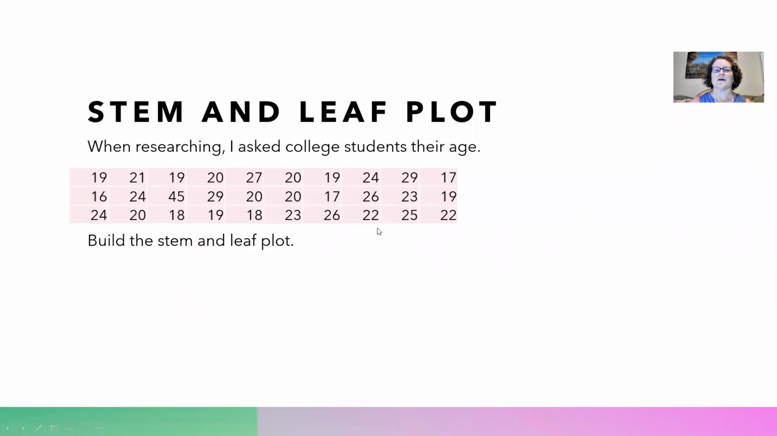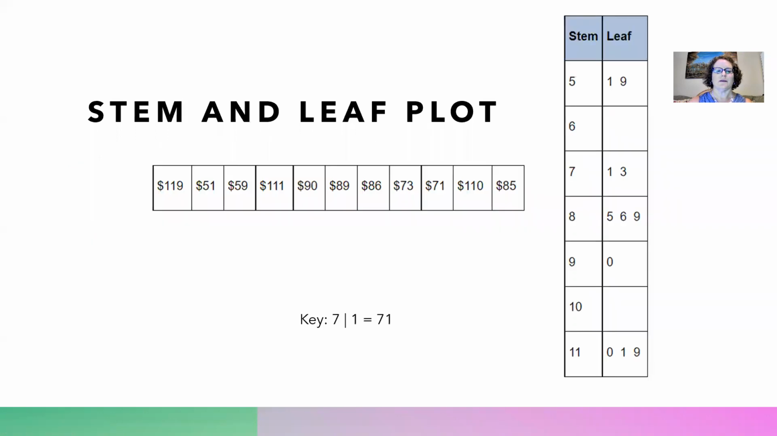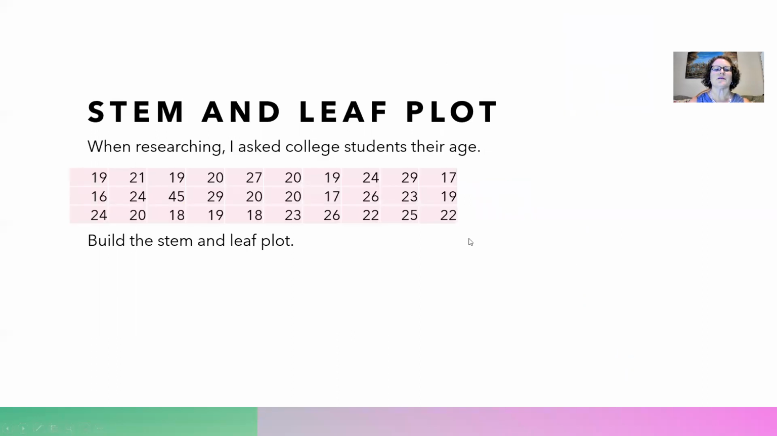Let's go back one. If you have this data, these are the cost of something. So your stem and leaf are accordingly. The key down here is 71. So the 7 on the front is the tens, and the 1 on the back is the ones digit. So this would be 71 and 73. By the way, commonly you pick a piece of data, any piece of data, and make your key. So this would be 110 down here at the bottom, 111, 119. You may choose any piece of data to make your key. It's up to you. When researching, I asked college students what their age was.